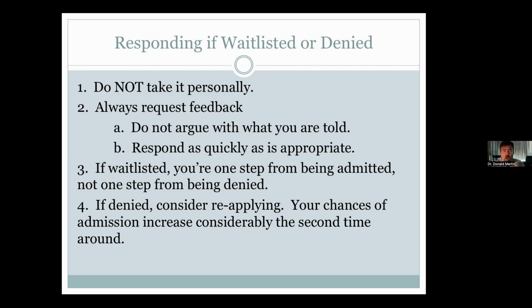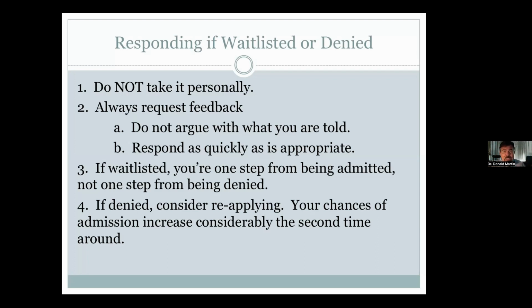And if you would like to, always request feedback. Always ask them, is there anything you can tell me about your decision to deny me or waitlist me? They may not always do this. If they do, the last thing you want to do is argue with them. Do not argue if they're trying to help you. Just say thank you. And if there's a way you can respond, do so as quickly as possible.